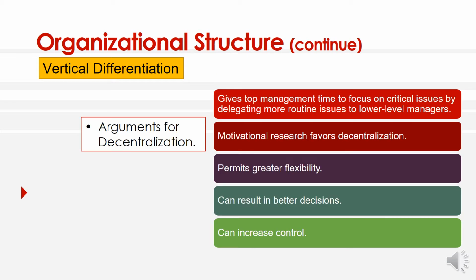Organizational structure continues on vertical differentiation. Now in this slide, we talk about the arguments for decentralization. We have a few arguments for why organizations prefer decentralization in their organizational structure. The first argument is that it gives top management time to focus on critical issues by delegating more routine issues to lower-level managers.